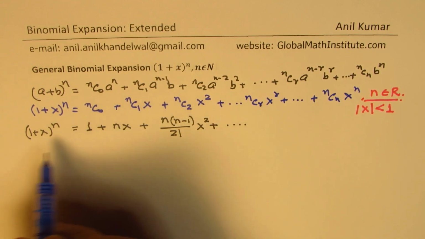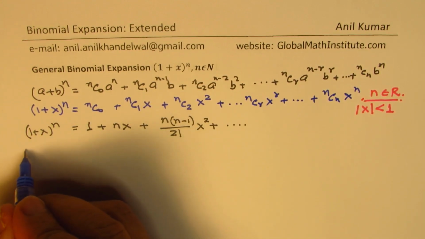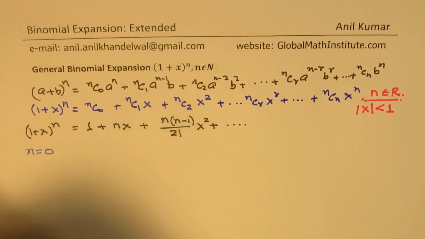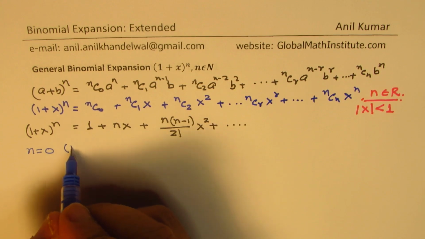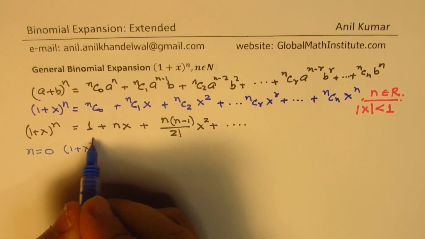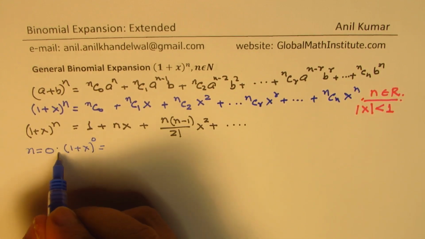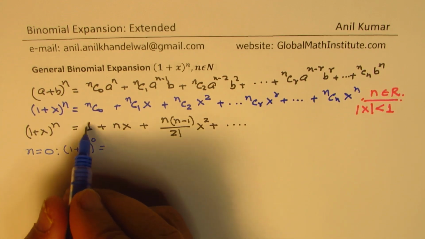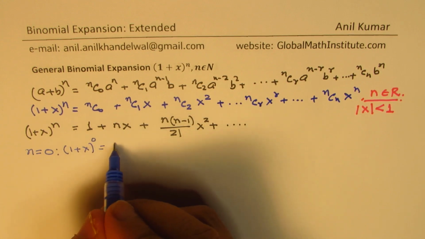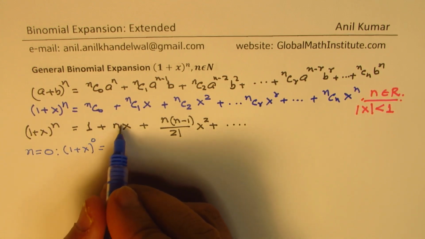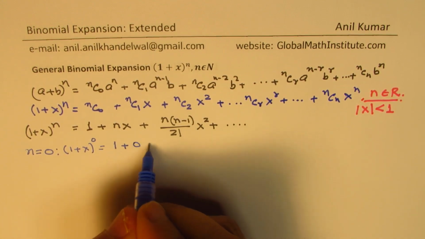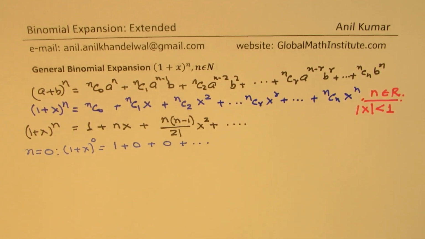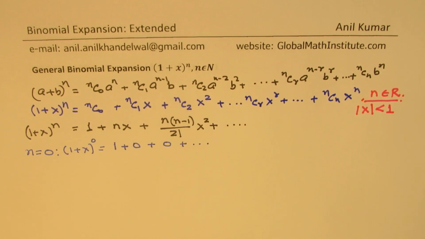So if I just work out this series for different values of n, let's say we take n as 0. In that case, what we have is 1 plus x to the power of 0. We know that should be 1, right? Anything to the power of 0 is 1. So in this series, when we put n as 0, we get 1 plus 0 plus 0 plus so on, right? So it is all zeros, correct?